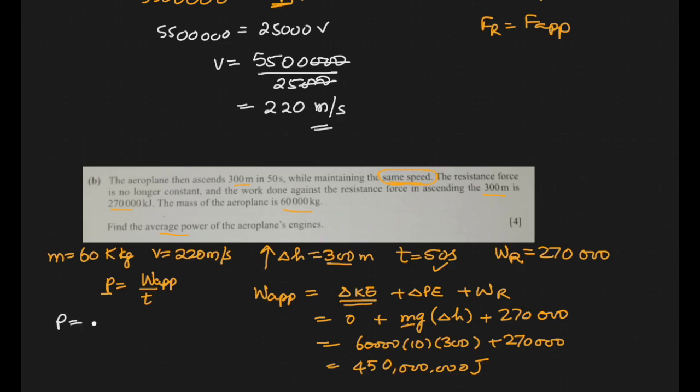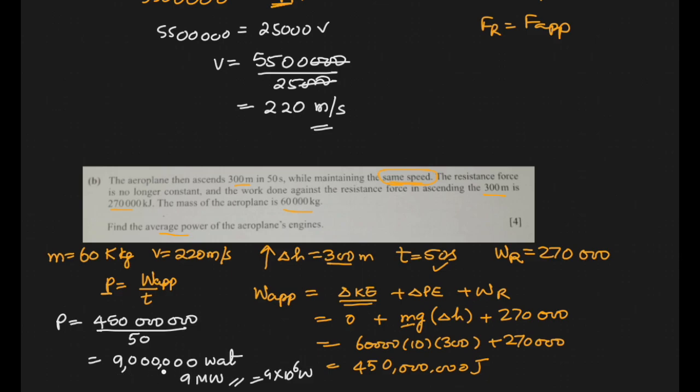Power which is asked is 450,000 divided by time, which is 50 seconds, right? So it comes out to be 90. Yeah, 90,000. Not 9. Yeah, 9 million watts. Or you can say 9 megawatts is the same thing. Or you can write 9 times 10 to the power 6 watts, or 9,000 kilowatts. There are so many ways of writing the same thing.